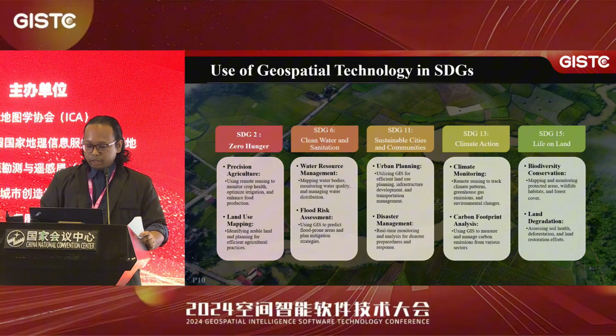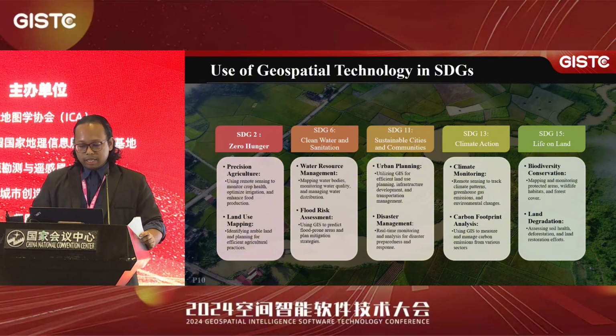For SDG 11, urban planning shall utilize GIS for efficient land use planning, infrastructure development, and transportation management. Disaster management uses real-time monitoring and analysis for disaster preparedness and response. For climate action, climate monitoring, we can use remote sensing to track climate patterns, greenhouse gas emissions, and environmental change.